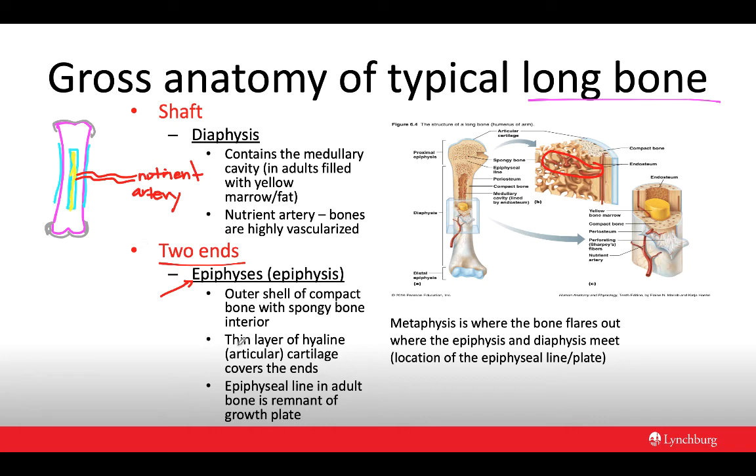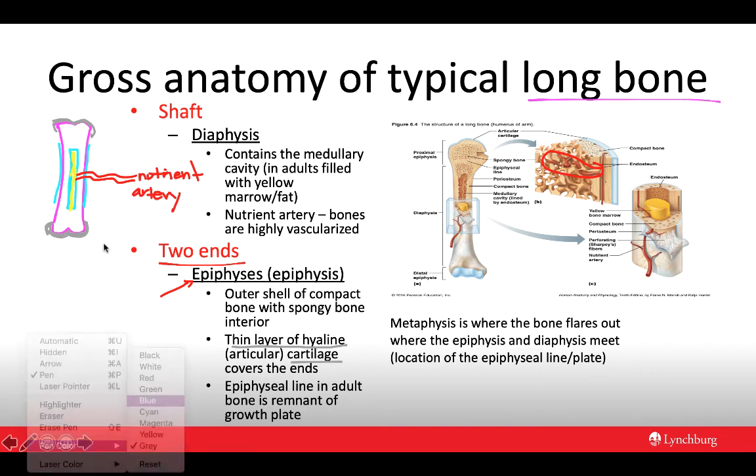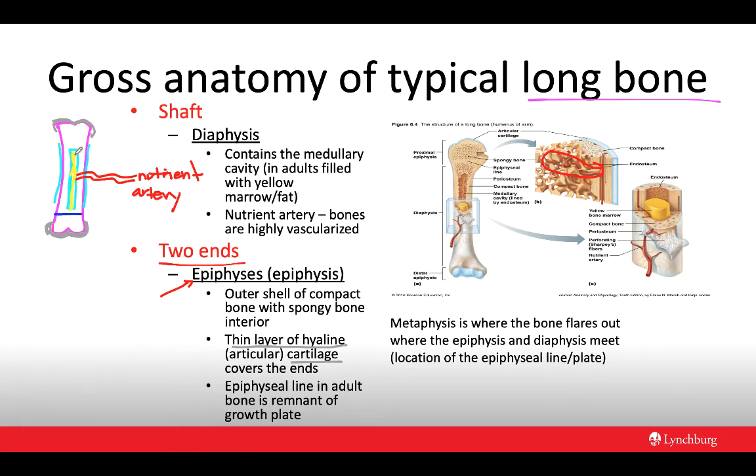And what's important here is that the epiphyses of the bone are covered in a thin layer of hyaline cartilage. And that's going to cover the ends of the bone where they're going to form a joint, which is why we call this articular cartilage, to be more specific. And then we're going to have a line that is located between the epiphysis and the diaphysis, and that's going to be our epiphyseal line. And so what you see is that this used to be a growth plate.